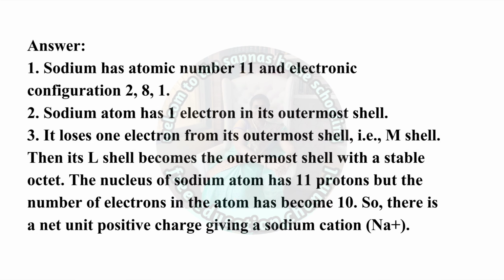Sodium atom has one electron in its outermost shell. It loses one electron from its outermost shell, that is M shell, then its L shell becomes the outermost shell with a stable octet. The nucleus of sodium atom has 11 protons, but the number of electrons in the atom has become 10. So there is a net unit positive charge, giving a sodium ion.